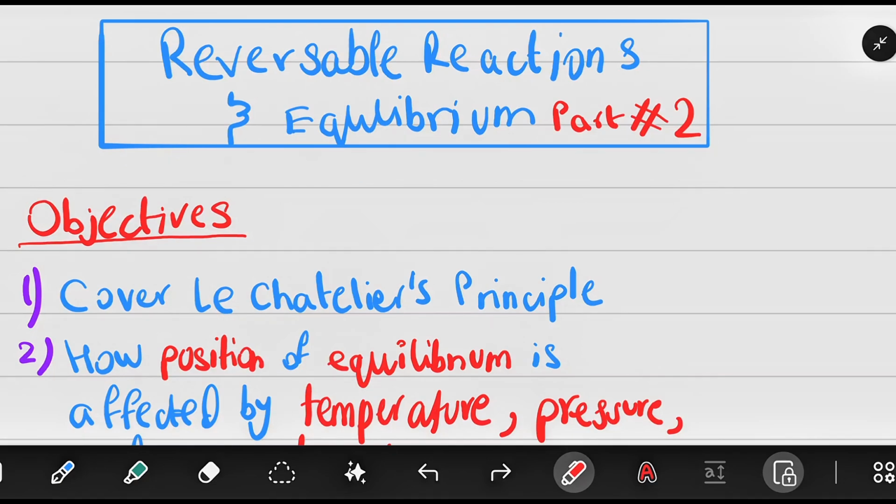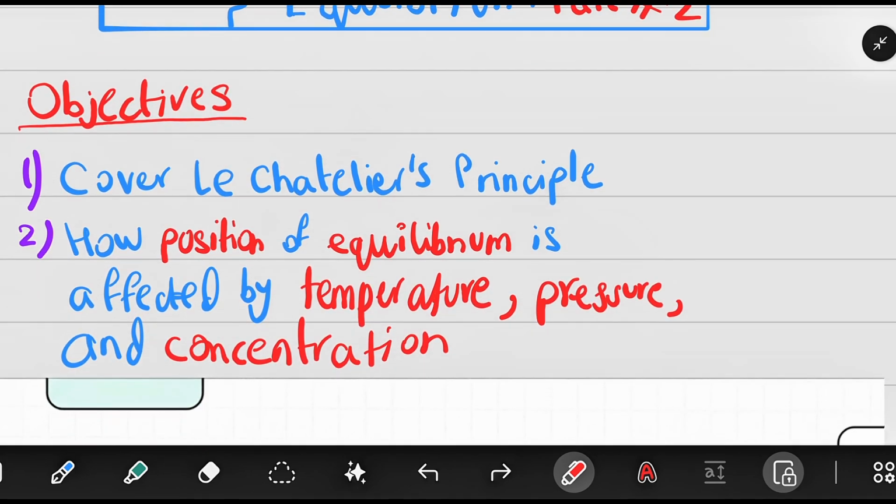So in today's class, we're going to be covering Le Chatelier's principle, which is about the position of equilibrium during a reversible reaction, and specifically how the position of equilibrium is affected by temperature, pressure and concentration. When we change these quantities, how is the position of equilibrium affected? This is what we are going to be discussing in today's class.